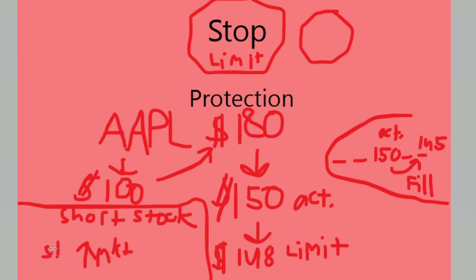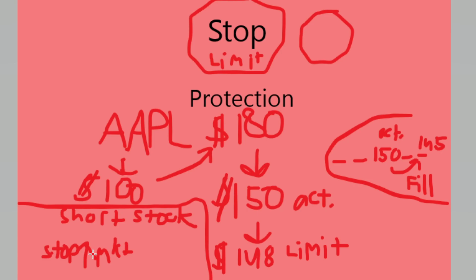So what that basically means is it's a protection just in case the stock keeps going up. You don't want to buy it back at a higher price because that doesn't make sense. You borrowed the stock at a certain price. You don't want to pay a higher price for the stock and then give it back at that lower price. You're just losing money.